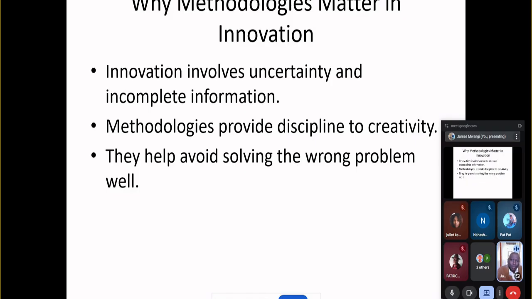Why do methodologies matter in innovation? Innovation involves uncertainty and incomplete information. And methodologies provide discipline to creativity. So they help avoid solving the wrong problem well.